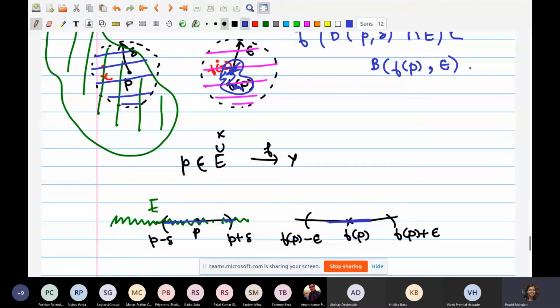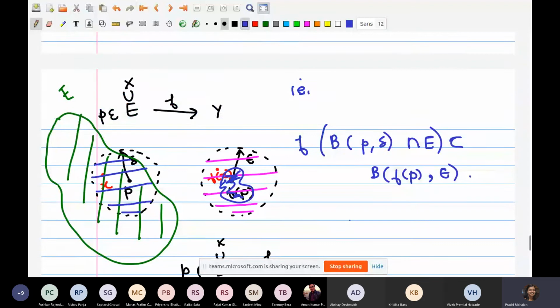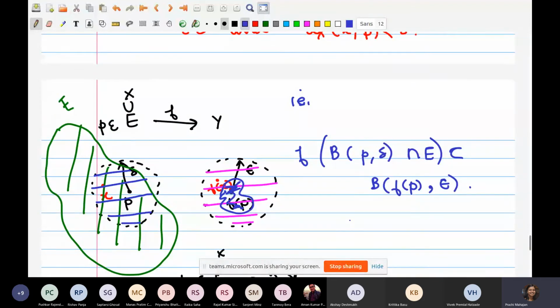So is this okay? Maybe I'll go back to the definition. Is this okay with everybody present here? Yes. Okay. Please note, at the cost of repetition, that f has to be defined at the point P to be continuous at the point P.